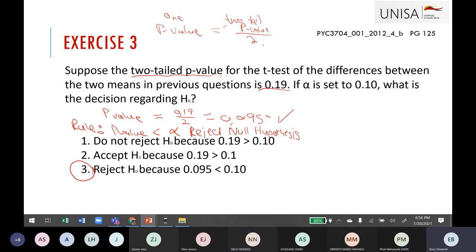So do not round off the value of your alpha, because sometimes you will get an alpha value of 0.005. You cannot say that is the same as 0.01. There are two different values. And an alpha value of 0.025 is not the same as 0.03. They are different. So when you work with p-values, don't round them off. Use them as they are. So we know that this was not correct and this is not correct anyway, because our p-value was 0.095. So you need to use the information that you have to guide you in terms of what you need to be doing next.